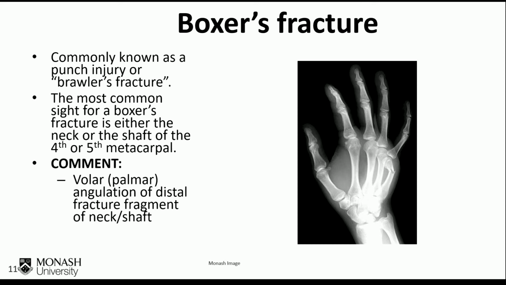Boxer's fractures are commonly known as a Brawler's fracture. The two areas where that happens quite often are the fourth or the fifth metacarpal, and in this case you can see it's at the neck of the fifth metacarpal. So the comment for this one is you would see that there's volar, so towards the palm, angulation of the distal fragment at the neck of the shaft.